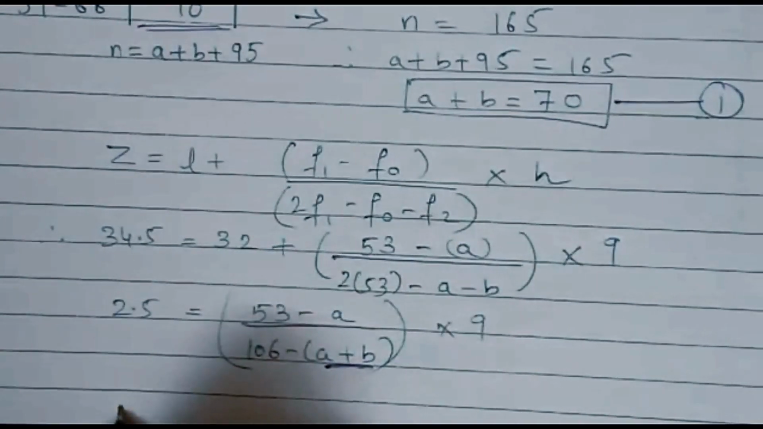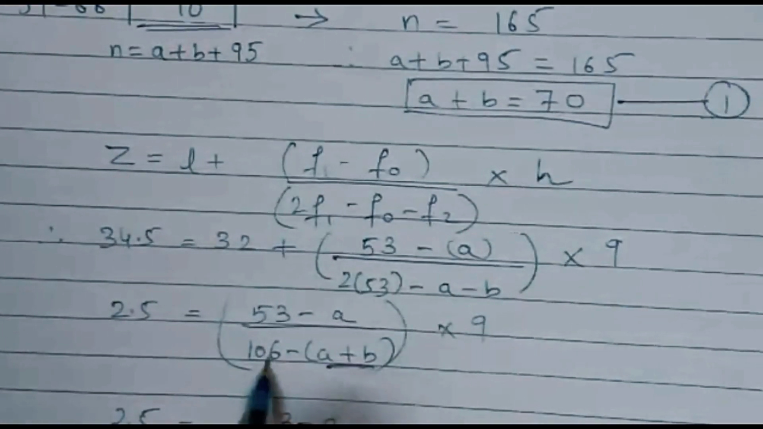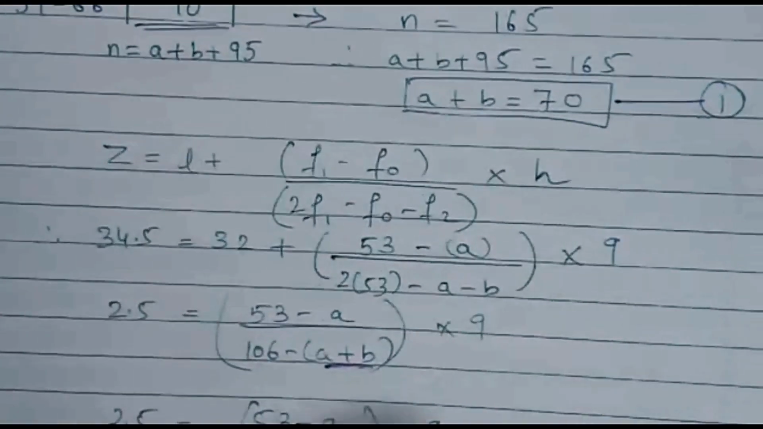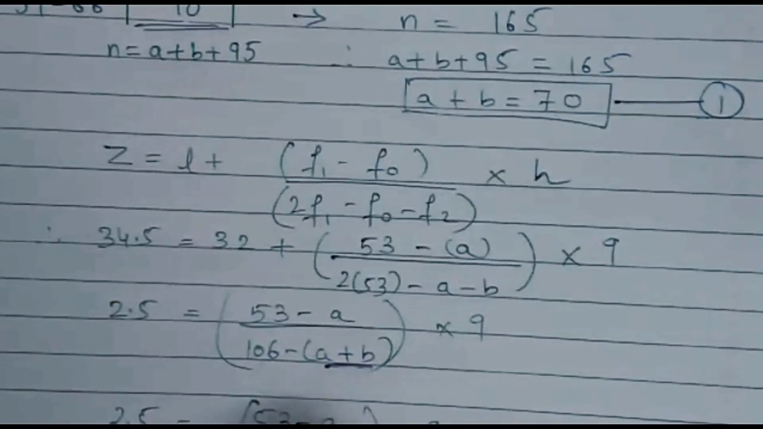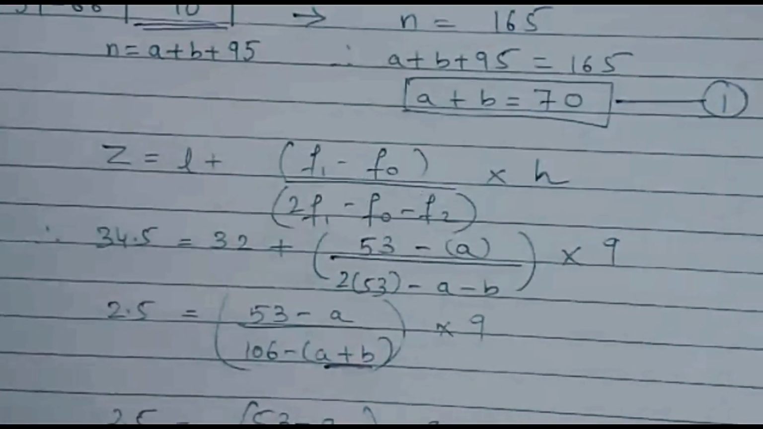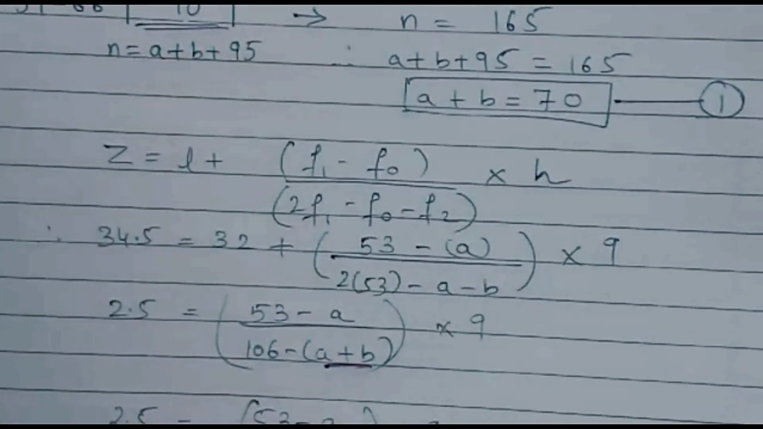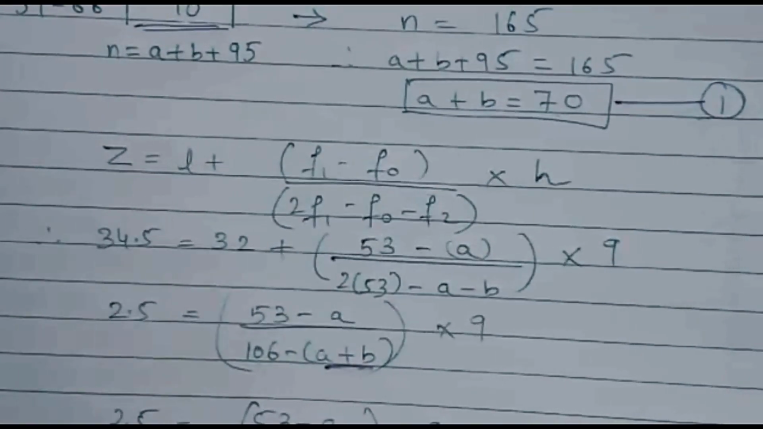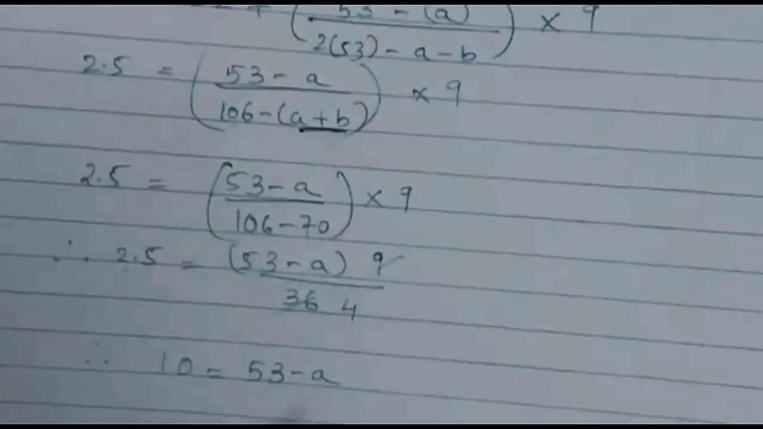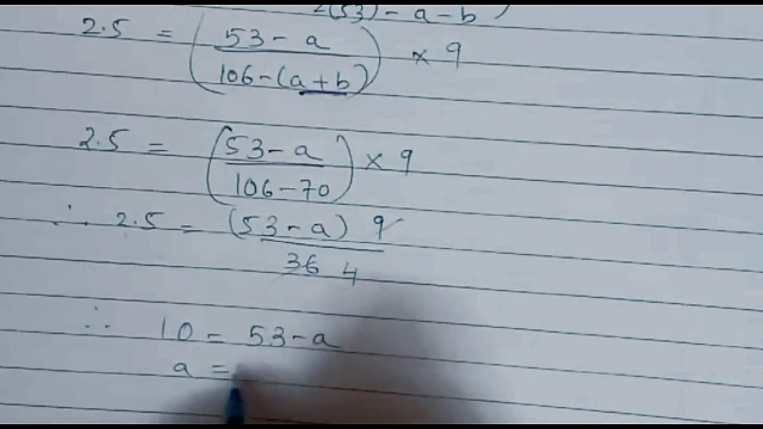So now I will be getting 2.5 is equal to 53 minus A over, let me do it directly, 106 minus 70, whole into 9. After the calculation, you will be getting 2.5 is 53 minus A over 36, into 9. We all know 9 fours are 36. 4 multiplied by 2.5 will be 10. So I am writing directly 10 is equal to 53 minus A. Right? So 10 is equal to 53 minus A. So you will get A is equal to 43.